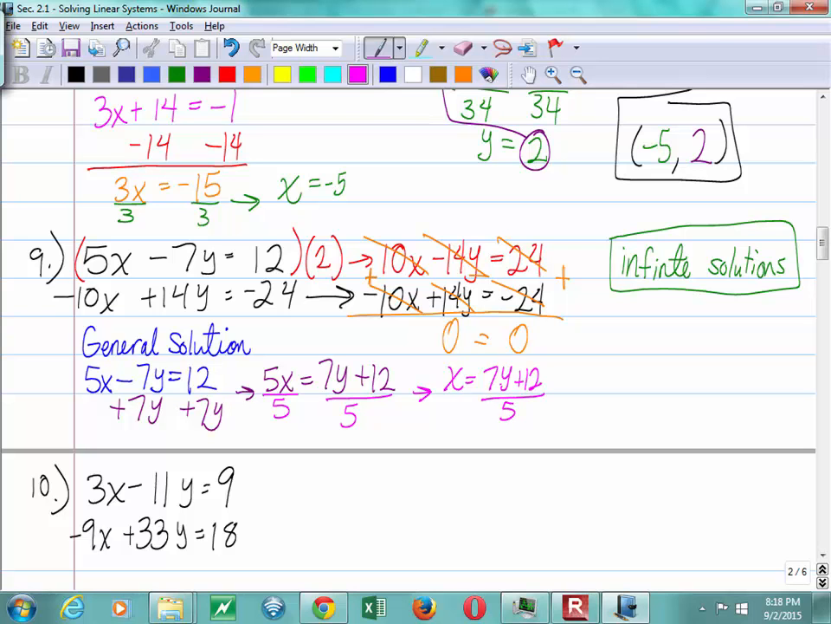So I can then write my solution. So x is 7y plus 12 all over 5. And then y is just y. And that would be how the solution would be written.